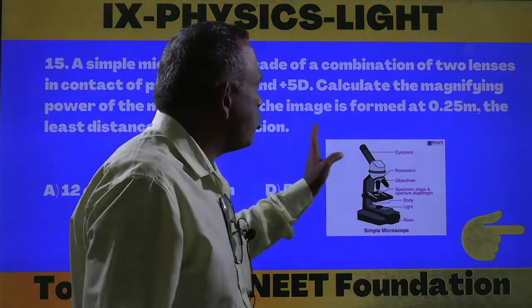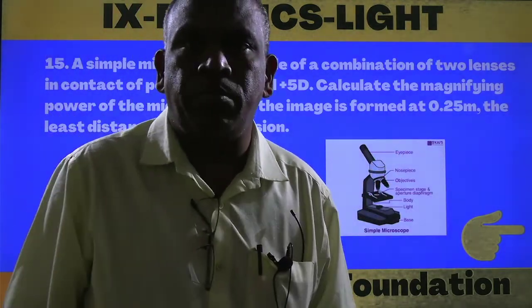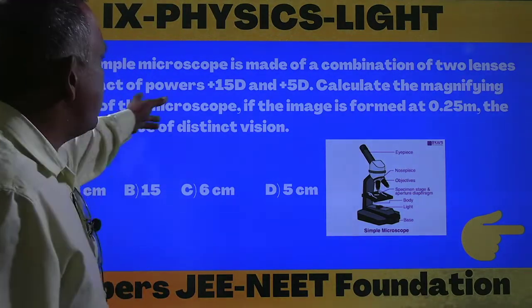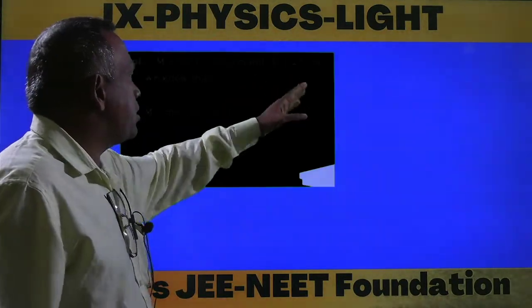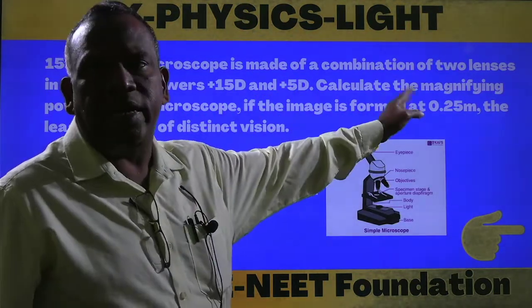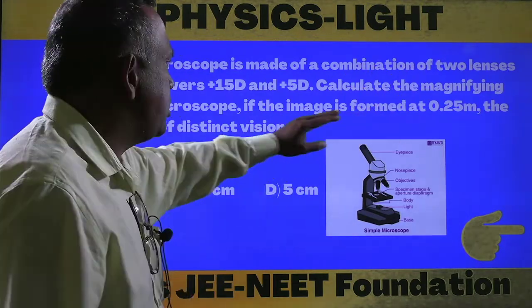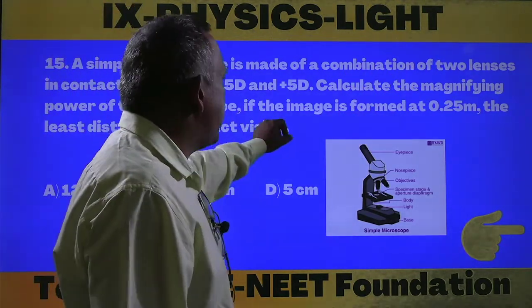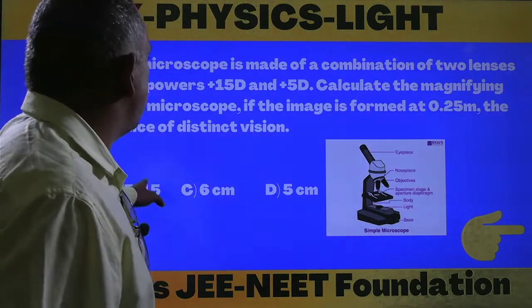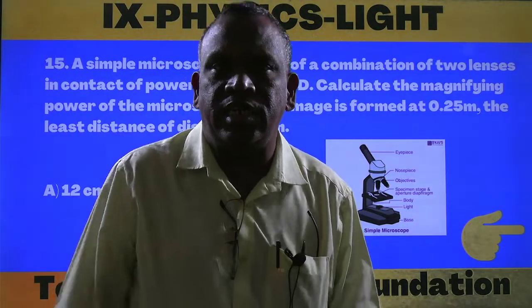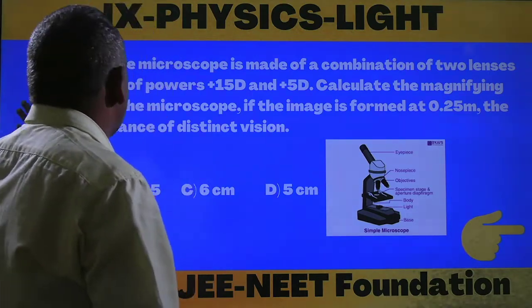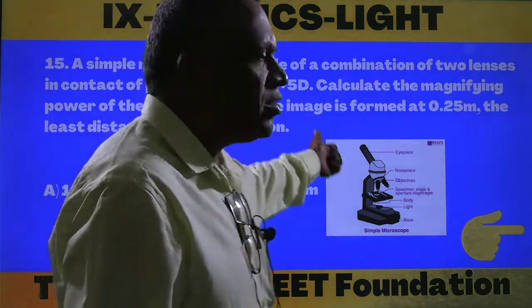A simple microscope is made of a combination of two lenses, having powers of plus 15 diopters and plus 5 diopters. Calculate the magnifying power of the microscope. The image is formed at 0.25 meters, which is the least distance of vision. This is the simple microscope, consisting of two lenses with powers 15 and 5.